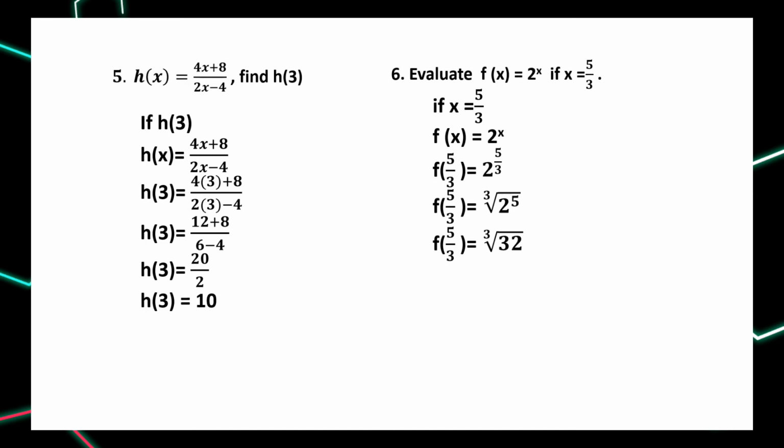So, kung iisip tayo ng factors ng 32, meron tayong 8 times 4. So, yung 8 natin ay perfect cube. So, that is 2 times 2 times 2 equals 8. So, pwede nating extract ang root ng 8. So, the cube root of 8 is 2.